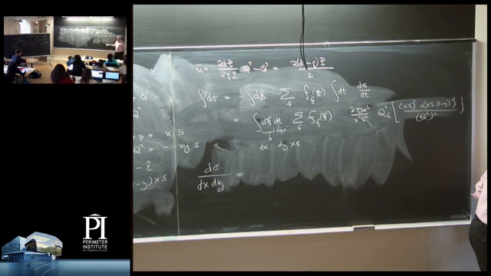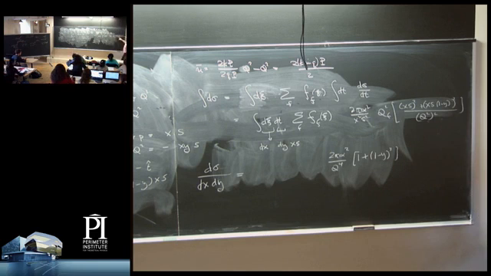Can I erase this formula now? It's in the way. I've just evaluated it here. Sorry? The t became q squared. Sorry? No, t is q squared. Okay. Good.